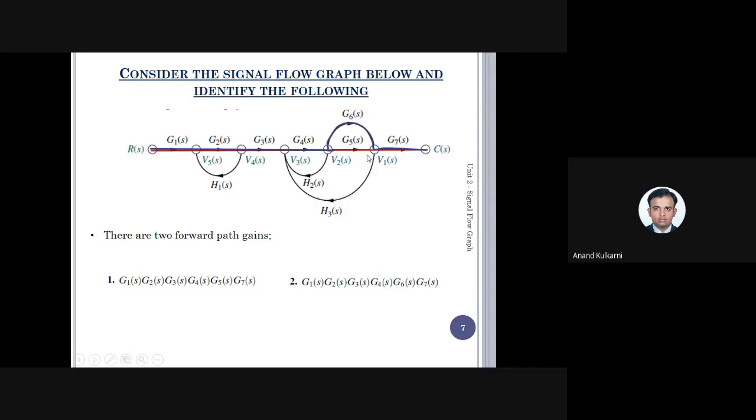And remember, forward paths always, as I told, will start from the input and end at the output. It will not return back. So that is a forward path.